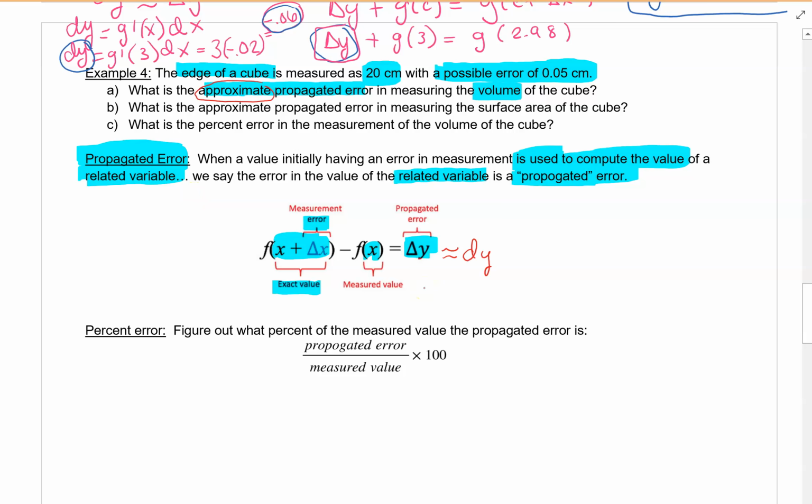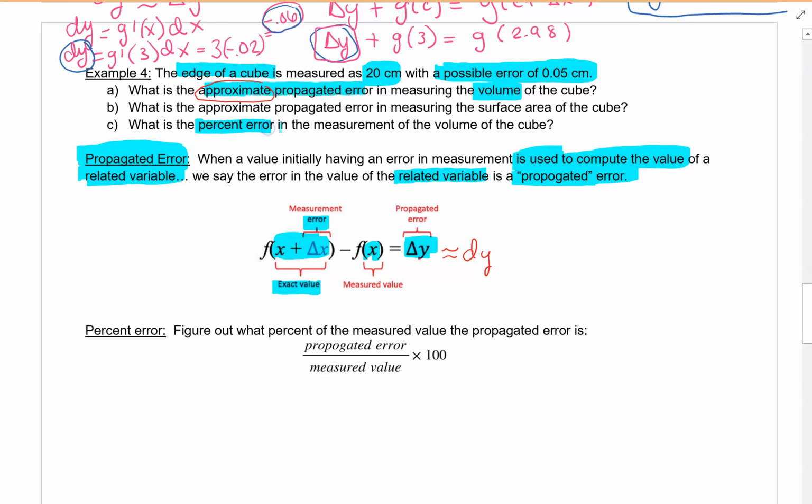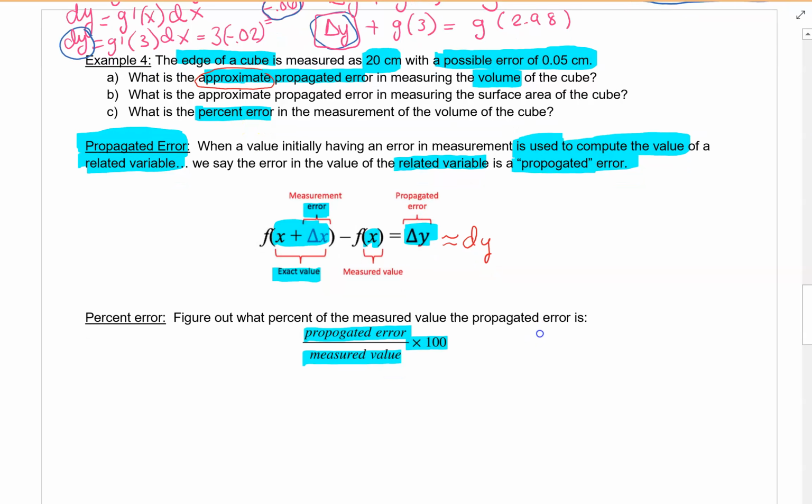The other thing this question is asking for is the percent error. Once you find your propagated error, you're basically just going to divide that by the measured value. So it's like how much out of the value was that error, and then multiply it by 100 because we're finding a percent. So it's basically finding what percent of the value that error is, and that's called percent error. So let's go ahead and try it with this example 4.